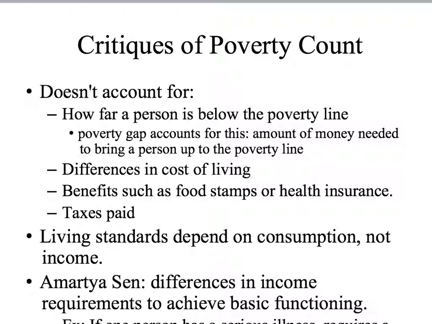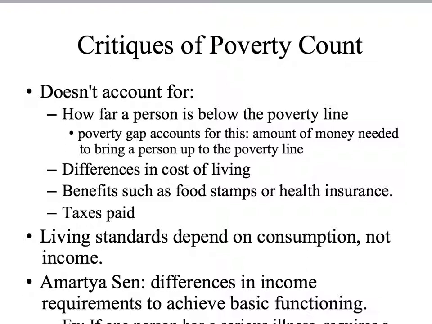So Amartya Sen, who is an excellent economist here at Harvard, he's a really nice guy. You should try to take a class from him or go talk to him at some point. He says that the poverty line should account for differences in income requirements to achieve a basic functioning. So in this sense, if one person has a serious illness, or is disabled in some way, the amount of money they need to achieve that basic level of functioning is totally different than if someone is able-bodied or doesn't have health expenses to deal with.